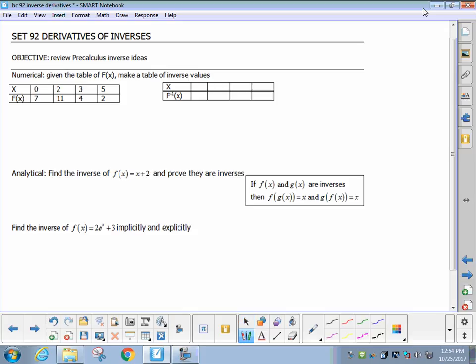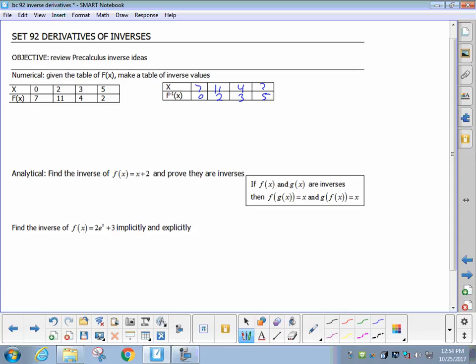Okay. So, give me some points on the inverse. 7, 0, 11, 2, 4, 3, and 2, 5. Okay, easy enough. Numerical is the easiest first. Just switch the X and Y. Boom. Okay, now let's talk analytically.